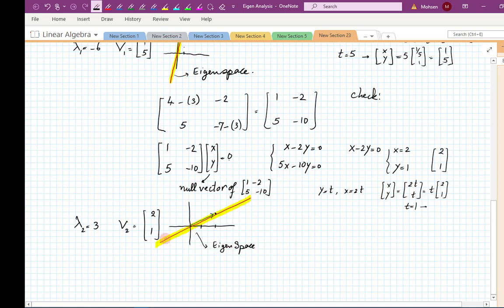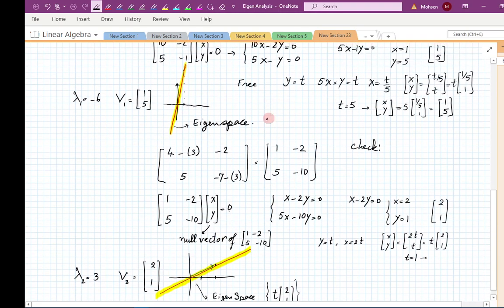So the eigenspace, you can draw it like that. You can also talk about it as t times (2, 1), which means pick all possible values of t. Now t equal to 0 is also thrown into the mix. That's the eigenspace.